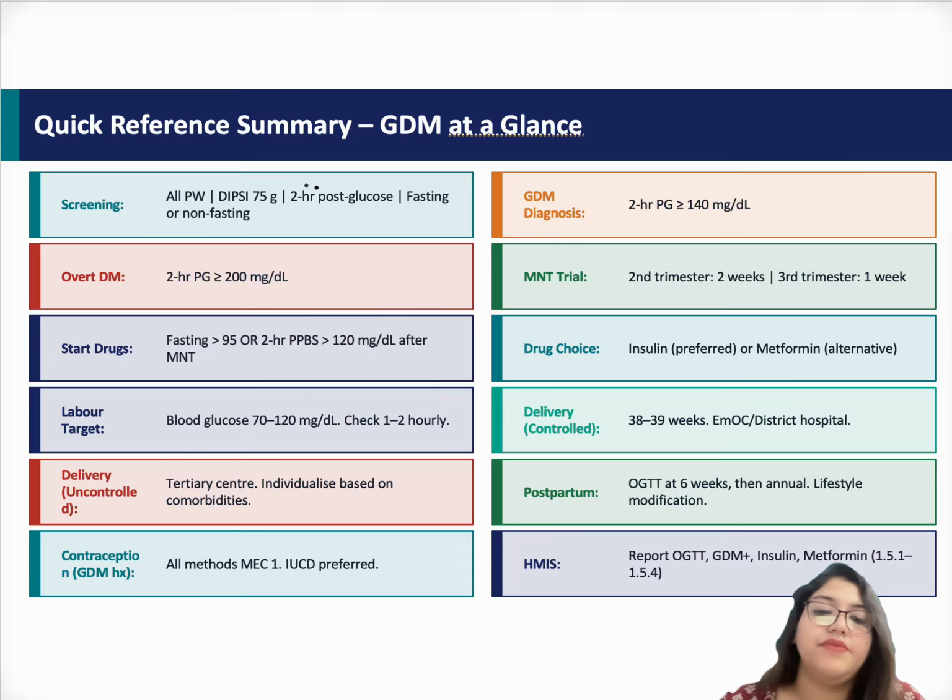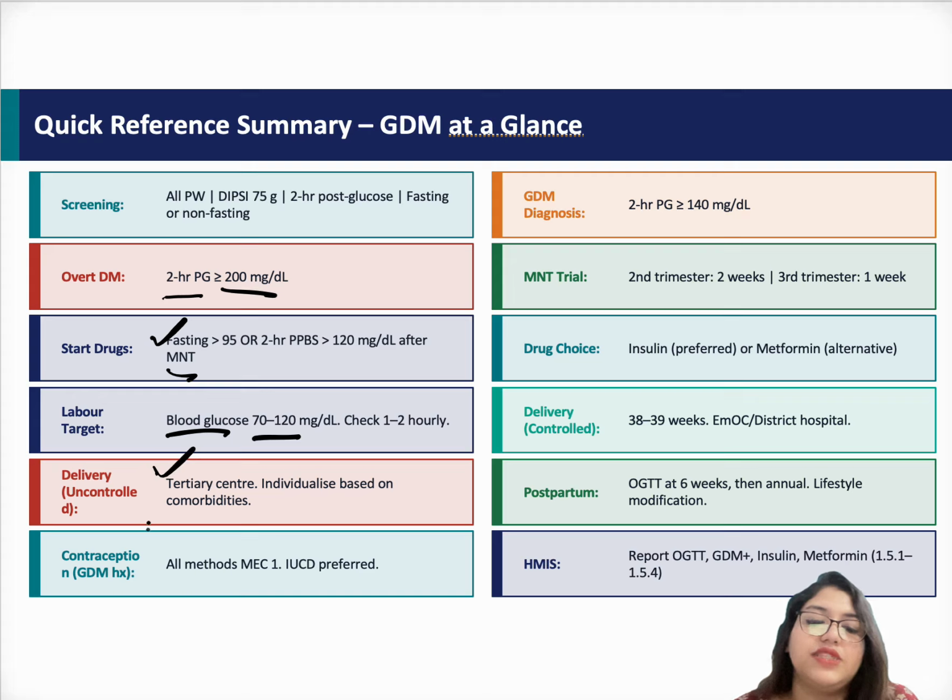So, quick summary. Screening all pregnant women, DIPSI 75 gram, 2 hour post glucose, fasting or non-fasting. Overt DM is 2 hour more than 200. Start drugs if fasting more than 95 or 2 hour PPBS more than 120 after MNT. Labor target is 70 to 120. Check 1 to 2 hourly. Delivery if uncontrolled, tertiary center, individualized based on comorbidities. Contraception, all methods MEC1. IUCD is preferred.